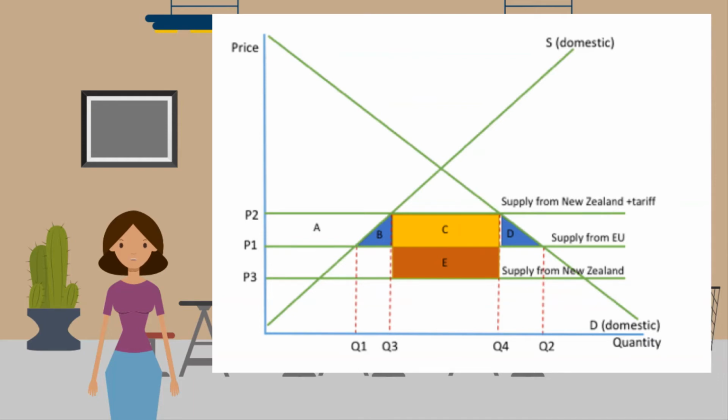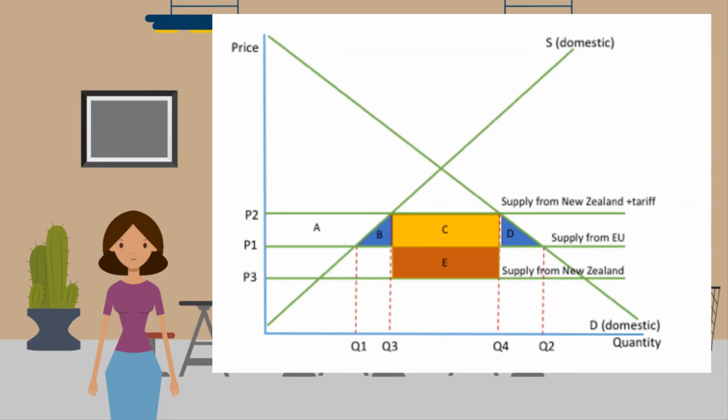The diagram shows how the UK will buy from the EU without tariffs, rather than New Zealand with tariffs. They will buy Q2 to Q1 from the EU. Before, they would have bought Q3 to Q4 from New Zealand and gained tax revenue of C plus E. The EU producers have gained E in profit, while C is switched to consumer surplus. A is producer surplus being switched to consumer surplus, and B and D are welfare gain given to consumers. If B plus D is greater than E, the UK has gained, whilst if they are smaller, the UK has lost out.